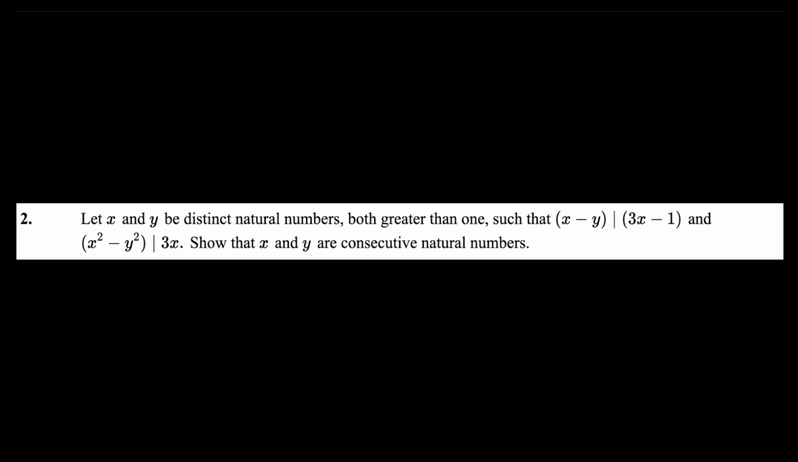So let us read the problem. Yeah, sorry for my voice, I cannot do better now. So let x and y be distinct natural numbers, both greater than 1, such that x minus y divides 3x minus 1, and x squared minus y squared divides 3x. Show that x and y are consecutive natural numbers. Consecutive means one after the other, immediately.